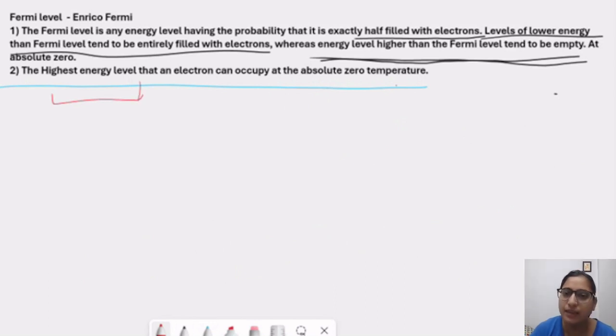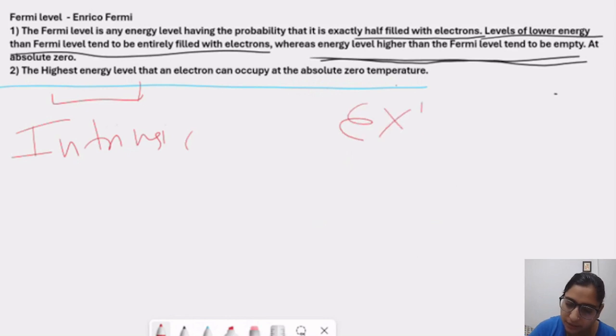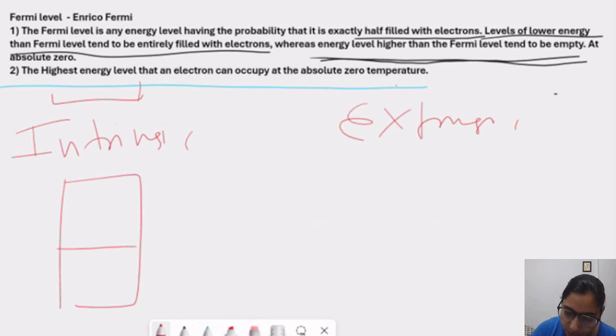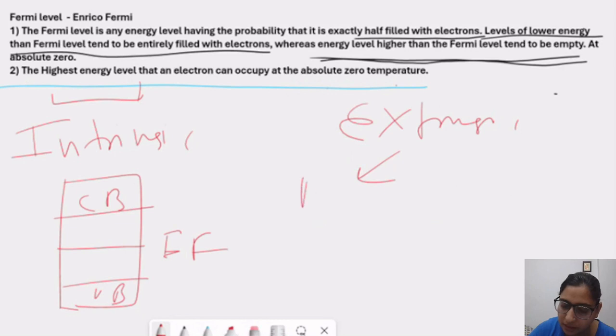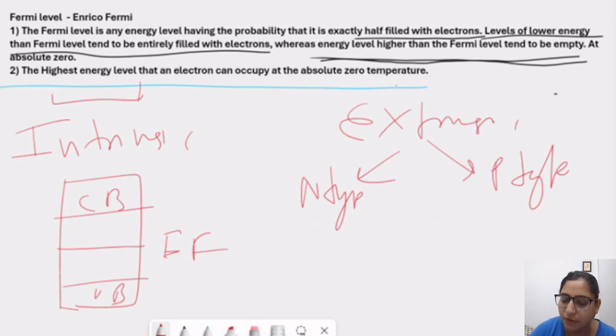In this case we will study the intrinsic semiconductor and the extrinsic semiconductor. Now what can happen in an intrinsic semiconductor? We already know that EF behaves like it is in the middle, so 50% probability between valence band and conduction band. But what is happening in an extrinsic semiconductor? We have two types: N type and P type. In N type, we know it has pentavalent impurity, so electrons are in majority. In P type, holes are in majority.